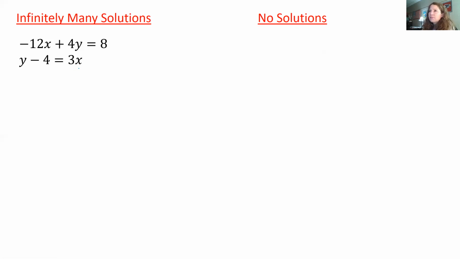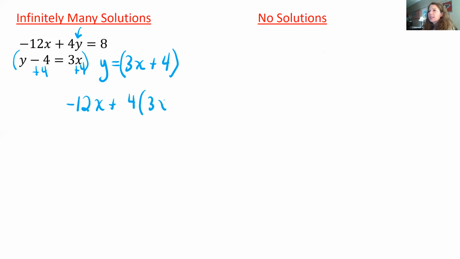Well, let's see. If we're using substitution, let's go ahead and take that second equation and solve it for y, because all I have to do is move one number. I have to move 4, so I'm going to add 4 to both sides. So the second equation is going to say y is equal to 3x plus 4. So I'm going to substitute this quantity for y in my first equation. So I'm going to bring down -12x plus 4 times 3x plus 4 equals 8.